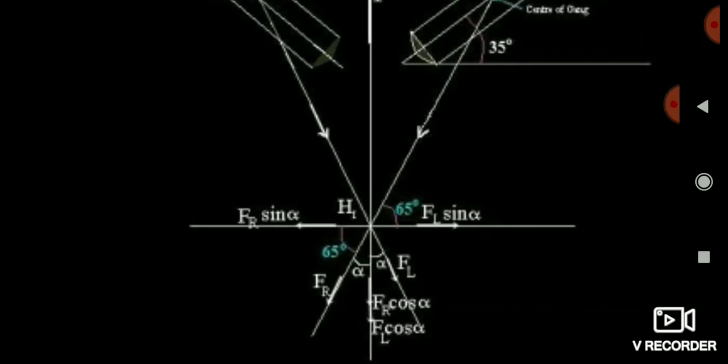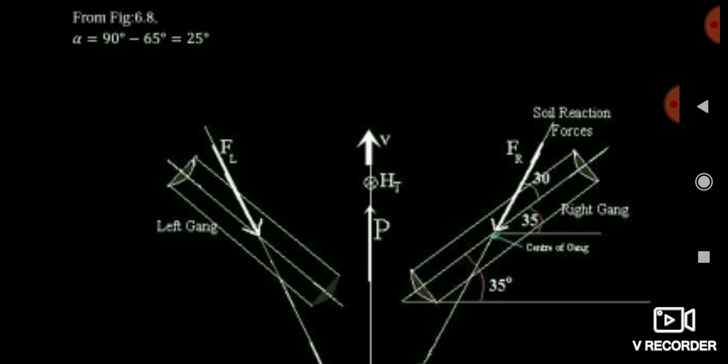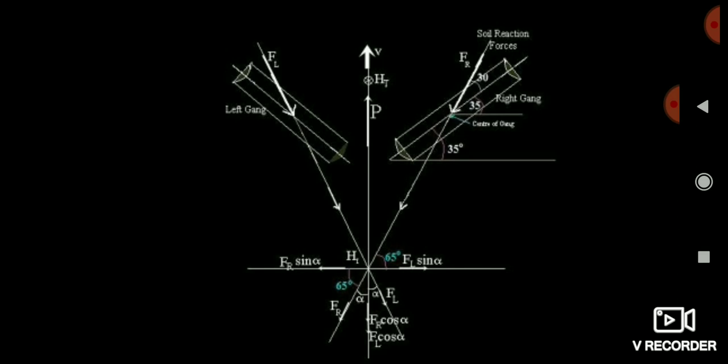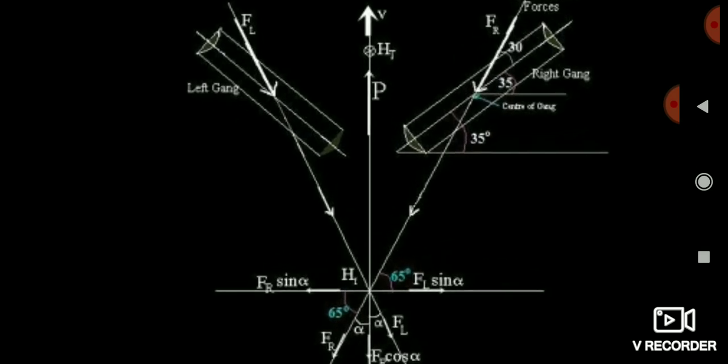And friends, one more thing you can see here, alpha is nothing but 90 minus 65, which is equal to 25 degree. Friends, when you add both 30 degree plus 35 degree, the angle of incline of soil reaction force is 30 degree, that is the gang angle, and 35 degree is the gang angle, and 30 degree is the angle of soil reaction force with the gang axis. So total 30 plus 35 is nothing but 65 degree. So 65 degree is the angle of incline with the horizontal.